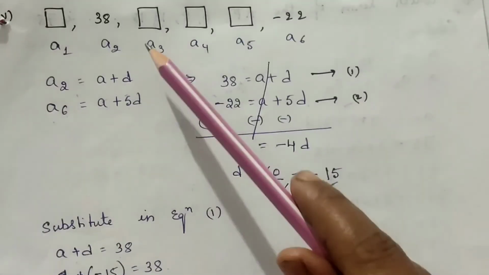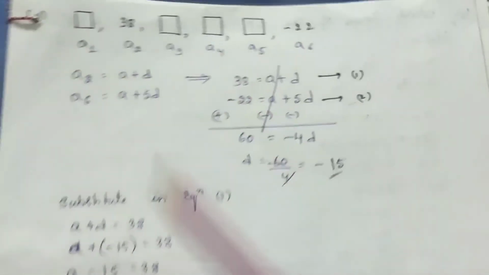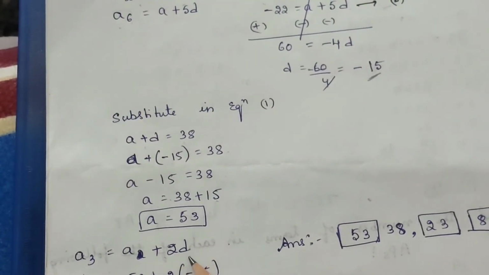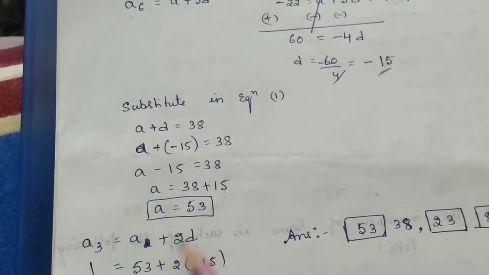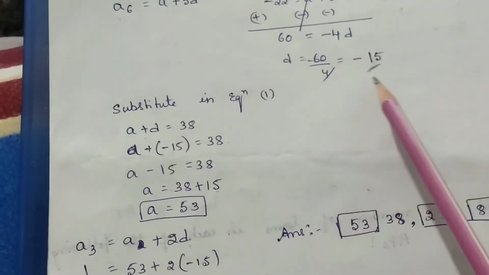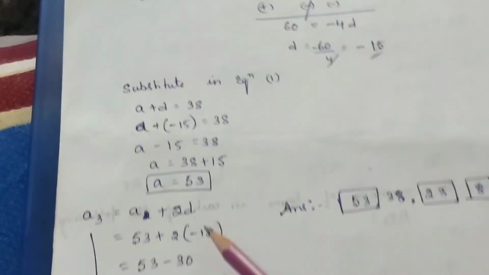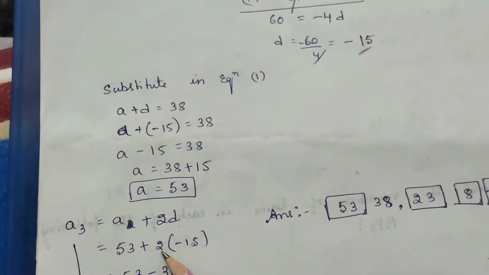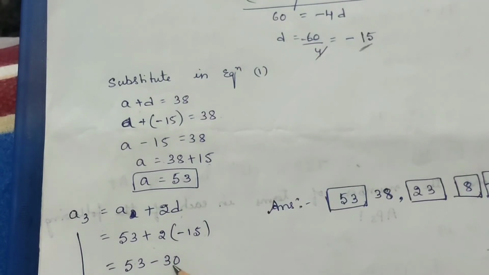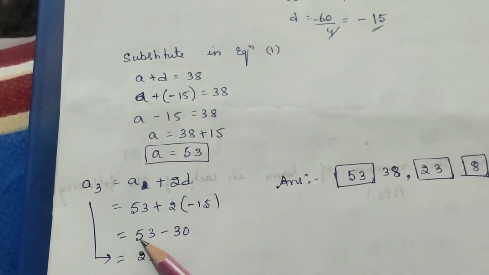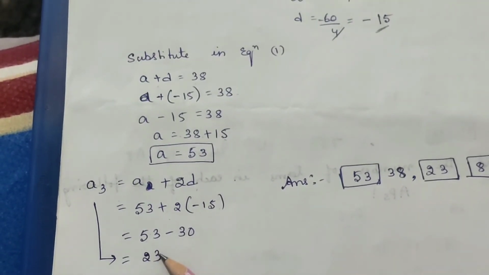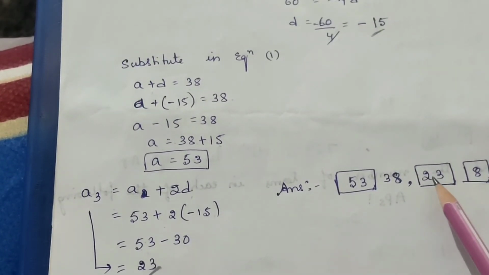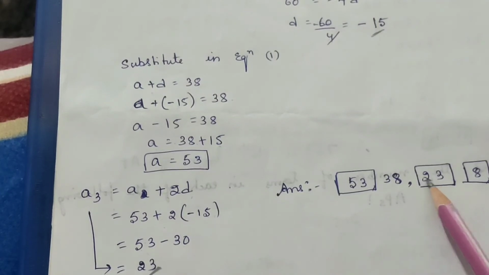Now since A3 you need to find out, write A3 is equal to A plus 2D. A is 53, write 2 as it is, and D is minus 15. If you simplify, 53 minus 2 15s are 30. Then 53 minus 30 is 23. 23 is the third term of the given AP.